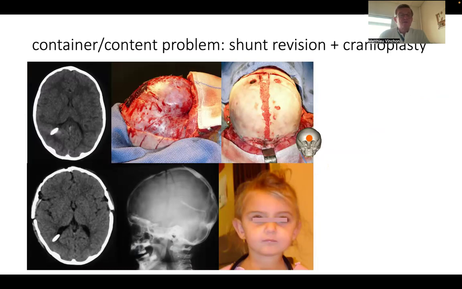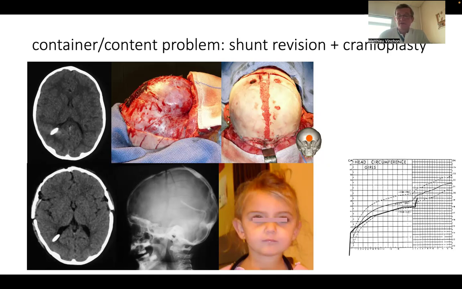So what did we do? We did a large frontotemporal cranioplasty with expansion and reconstruction with overlap of the frontal bone flap on the orbital bundle, not to damage the morphological outlook, of course. And also we had to revise the shunt and put, whenever possible, a flow regulated valve. And this is the result of the cranial expansion in this patient.